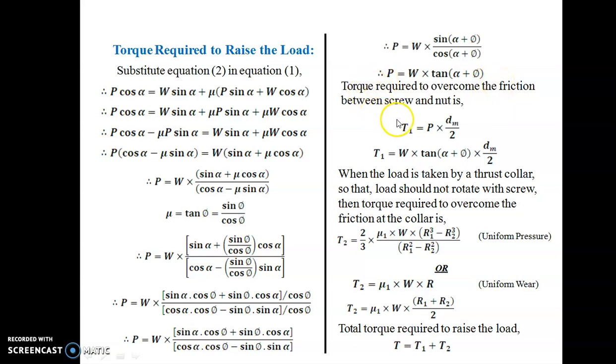And what will be the torque? Torque T1, which is required to raise the load, is P into radius, and that is P into dm by 2. Here the mean radius is taken. We will put the value of P, that is T1 is equal to W tan (alpha plus phi) into dm by 2.